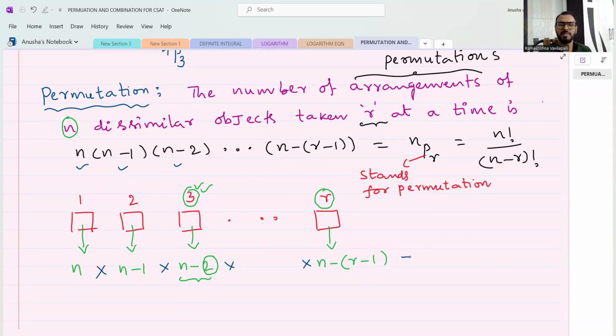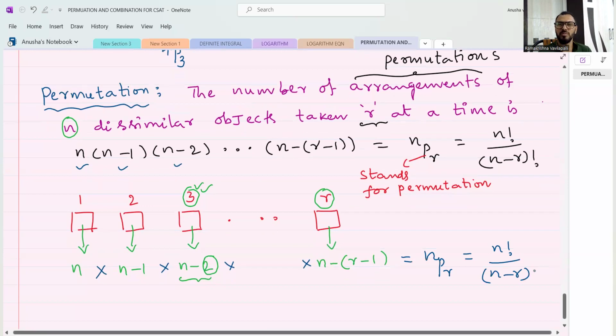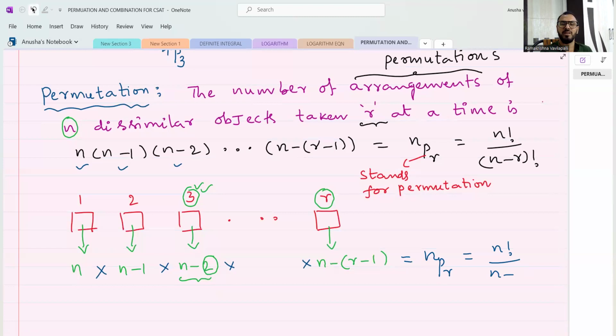This is represented by nPr equal to n factorial by n minus r factorial. How? I will explain this. It won't take more than 2 minutes. Okay.